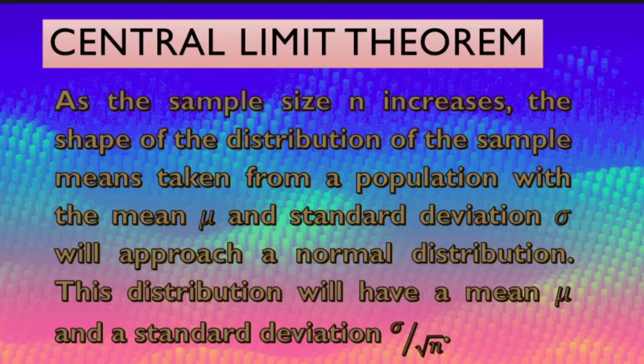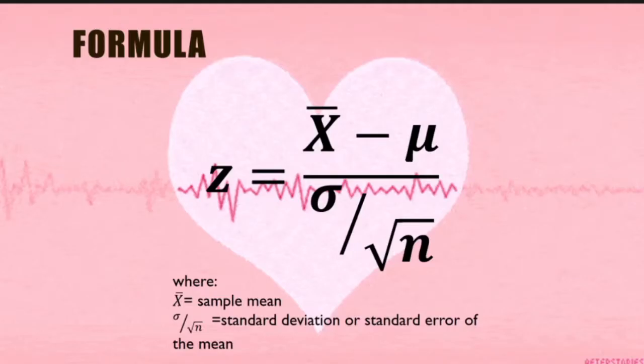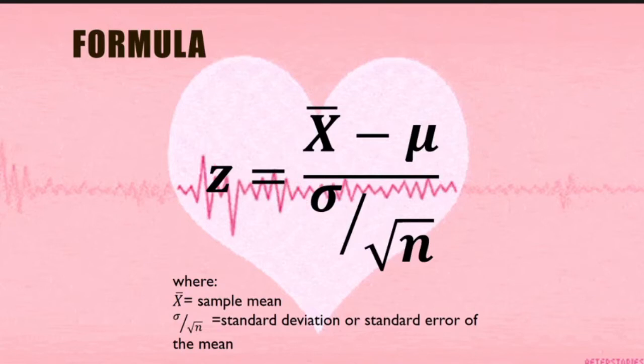There is a new formula to be used for the z values. And this will be our formula. So the z value is equal to the sample mean minus the mean, divided by the standard deviation, or the standard error of the mean. It is used to gain information when applying the central limit theorem about the sample mean when a variable is normally distributed or when the sample size is 30 or more.